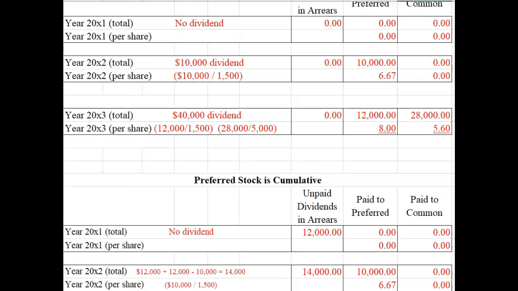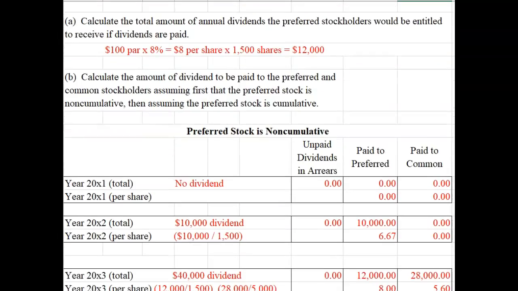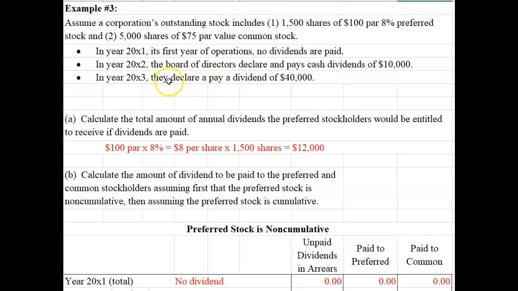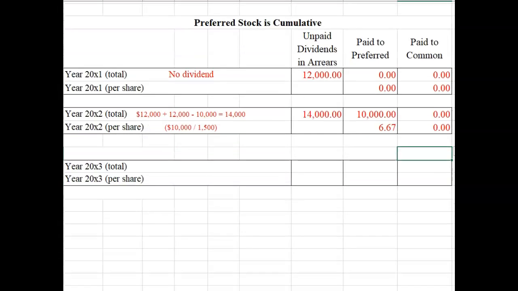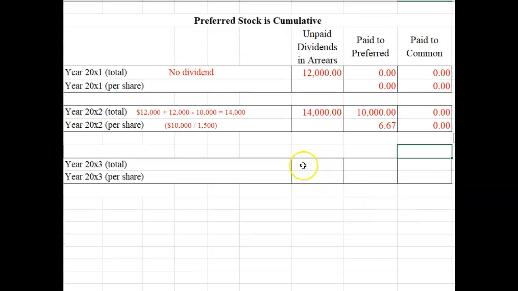In 20X3, the board declared and paid a dividend of $40,000. So please calculate and show the amount of that $40,000 of dividends that needs to be paid to preferred, how much is to be paid to common. Also show the per share basis and any dividends in arrears. Start the video again when you finish to check your work.